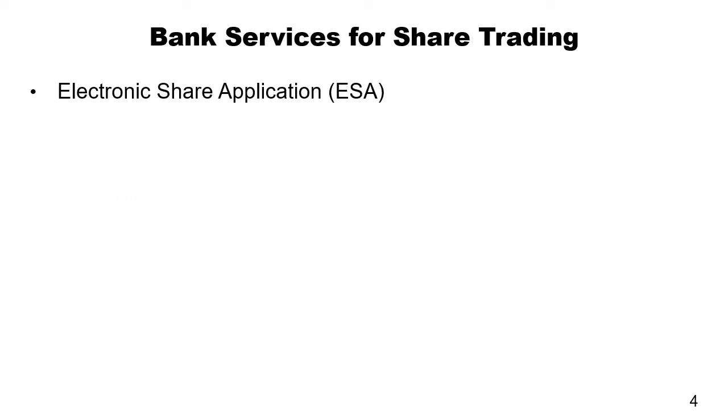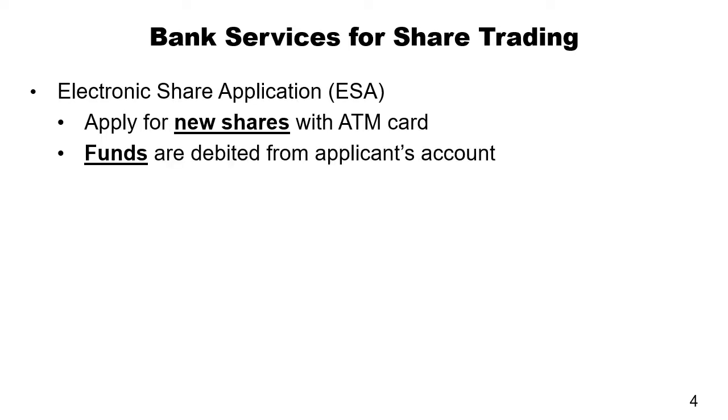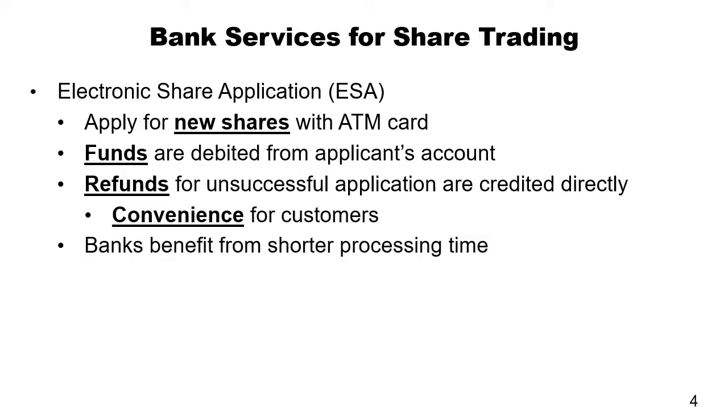Under ESA, Electronic Shares Application, one applies for new shares with an ATM card, basically at an ATM machine. Funds can be debited from the applicant's account directly. Refunds for unsuccessful applicants are collected back directly. It's convenient for customers, and banks will benefit from shorter processing time.